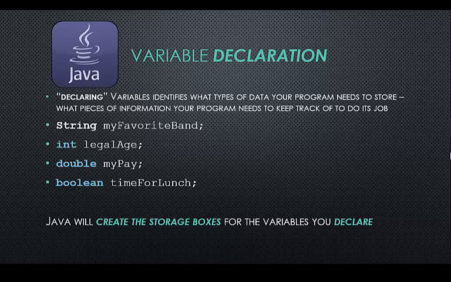Variable declaration. The declaration of variables lets Java set up storage locations in memory to keep track of your program's data. Here is the format: the type, the identifier name, and then a semicolon.